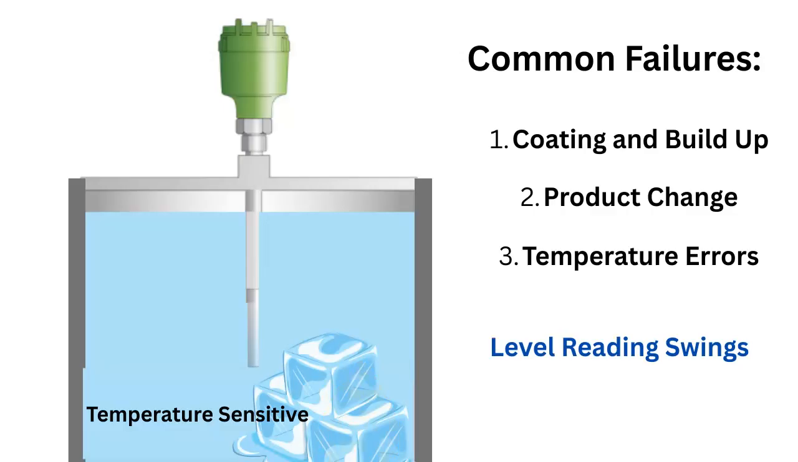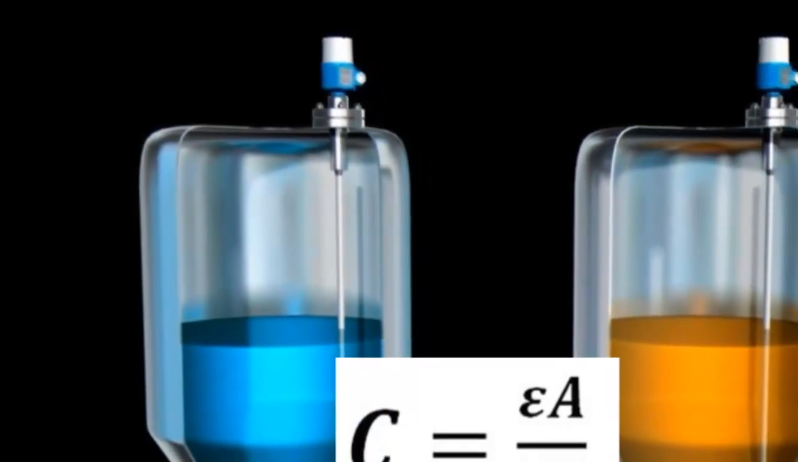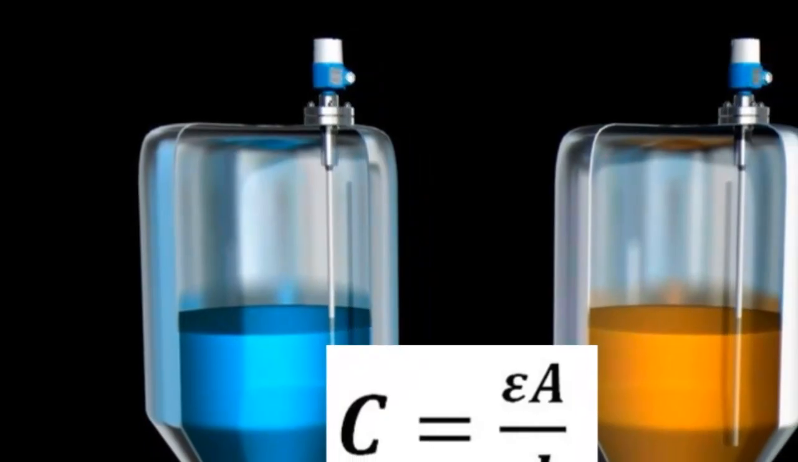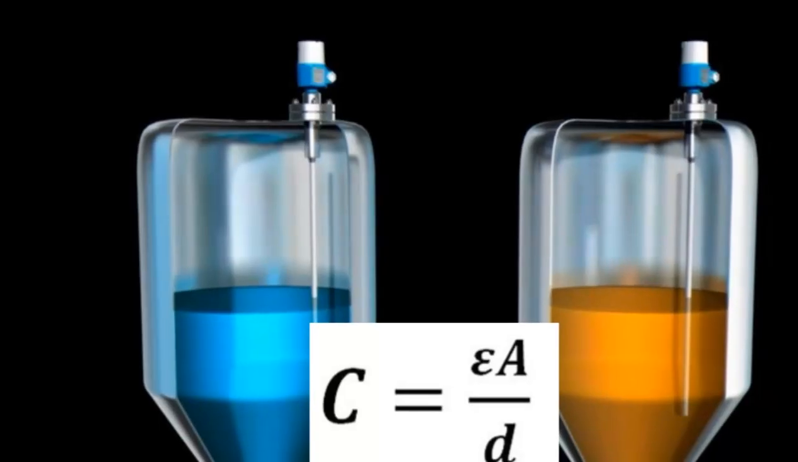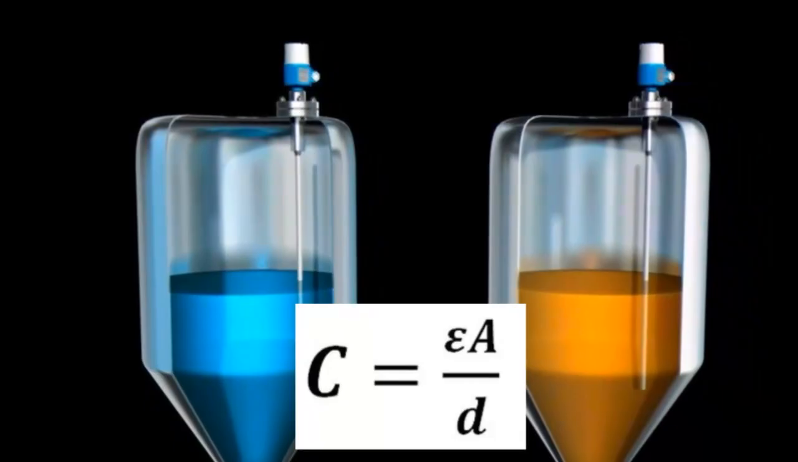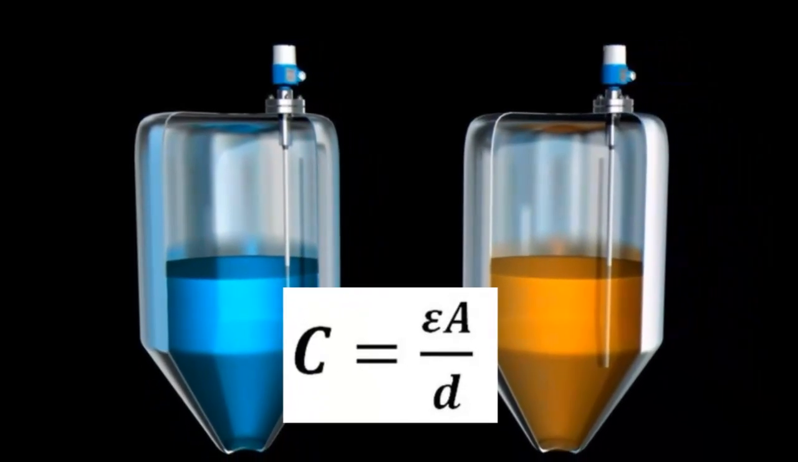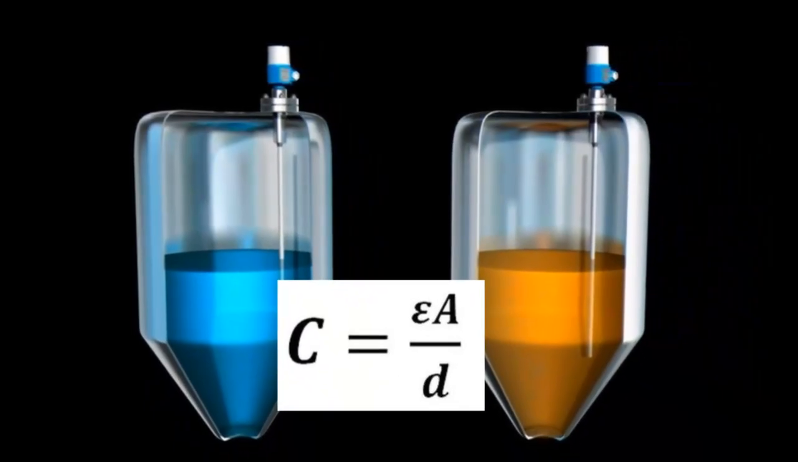So there you have it. The capacitance level transmitter is not magic. It's a brilliant application of the simple physics formula: capacitance equals epsilon times area divided by distance. Understanding that the instrument measures changes in the dielectric constant, epsilon, is the key to accurate calibration and fast troubleshooting.